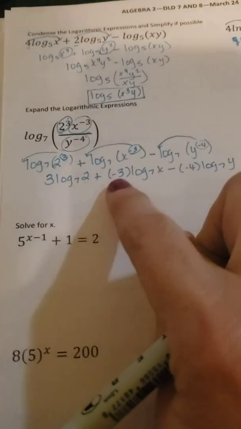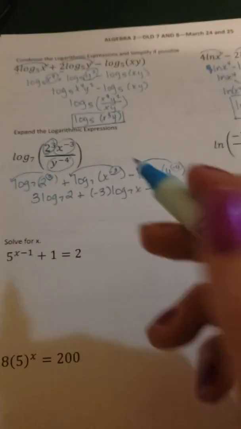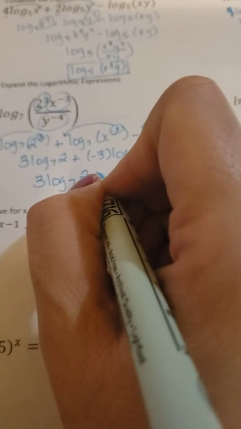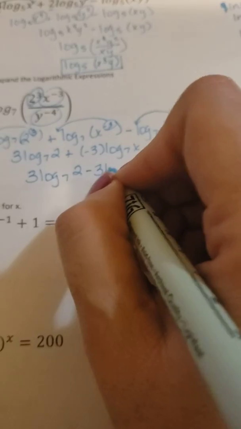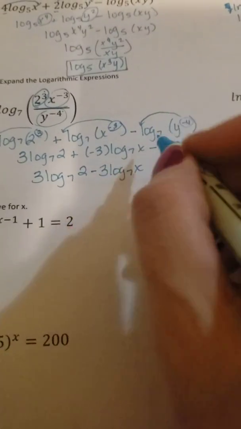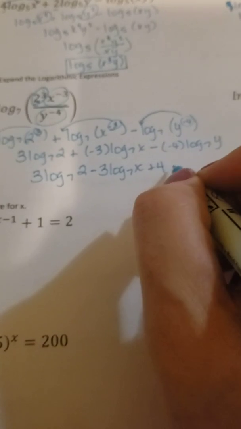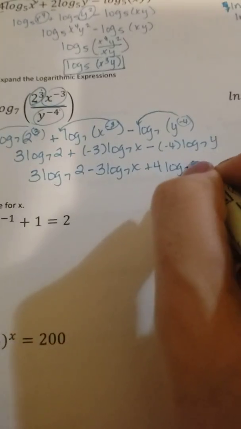Well, now I've got these double signs here, so I'm going to clean those up a little bit. So I have 3 log base 7 of 2. This becomes minus 3 log base 7 of x, and this minus negative 4 actually becomes plus 4 log base 7 of y.